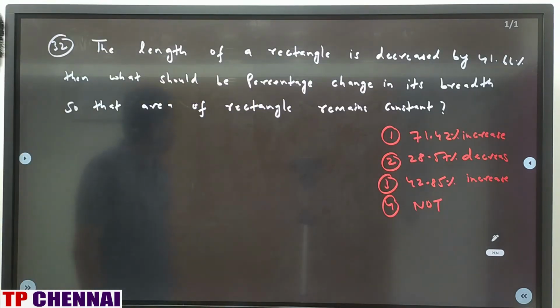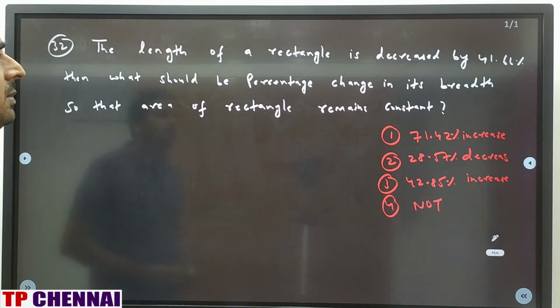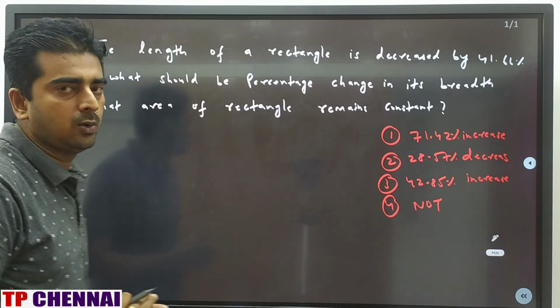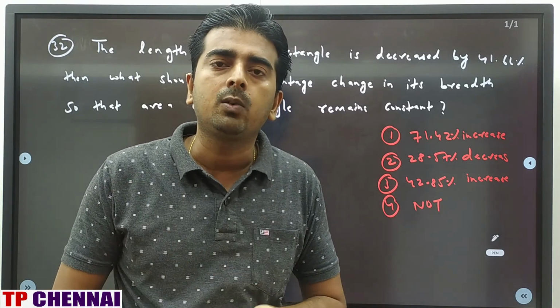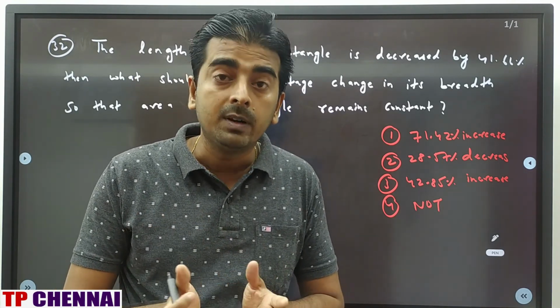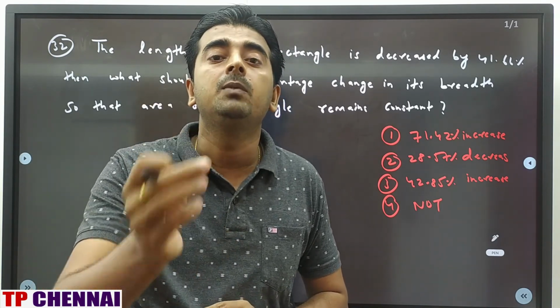So I hope you are clear with 31. Now we see 32. The length of a rectangle is decreased by 41.66%. Then what should be the percentage change in its breadth so that the area of the rectangle remains constant? How does the area of the rectangle remain constant? Because when the area is constant, length is inversely proportional to breadth.